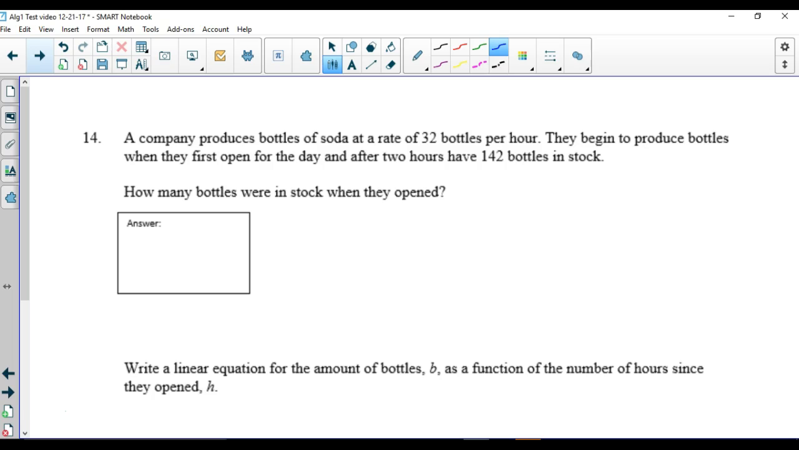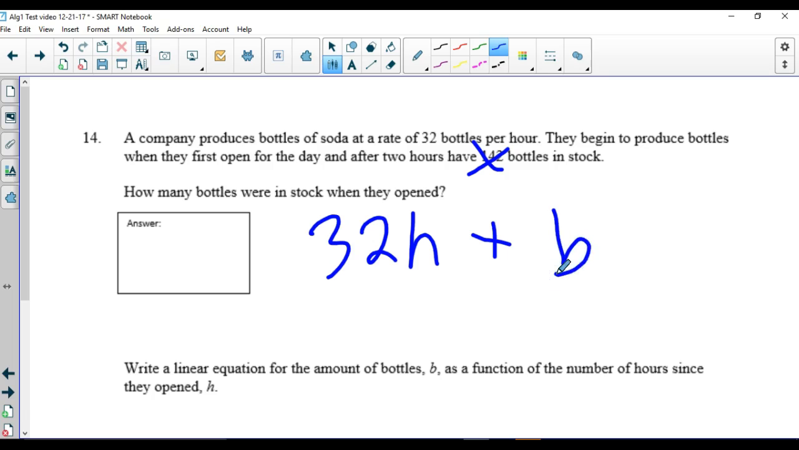I want to know how many bottles they produce per hour. So they produce 32 bottles per hour. Okay. So we know how much they produce per hour, but we don't know what they started with. When they opened, they did not start with 142, so don't think that they started with 142. We don't know. But we know after 2 hours they had a certain amount of bottles. So after 2 hours, they had 142 bottles.